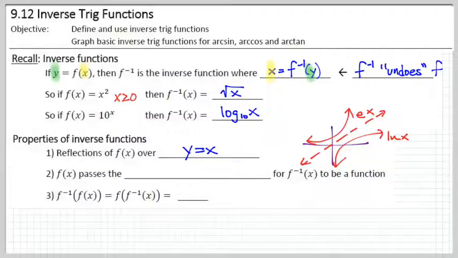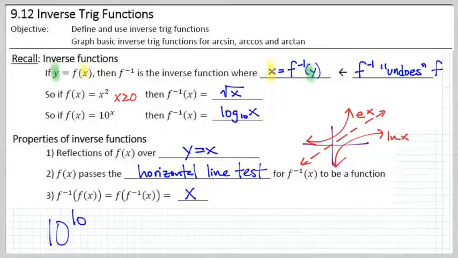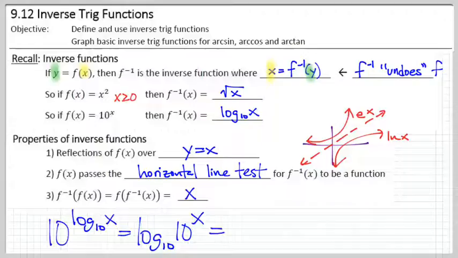f of x will always pass the horizontal line test if the inverse function is to be a function as well. So the horizontal line test can be used on f of x. Now in this case, the inverse of f of x is going to be the same as f of the inverse of x, and so we have both of these equal to x. Let's give an example. 10 to the log base 10 of x is equal to the log base 10 of 10 to the x, which is equal, in both cases here, to x itself.